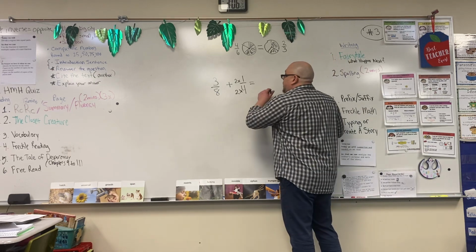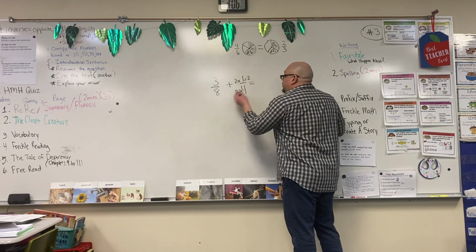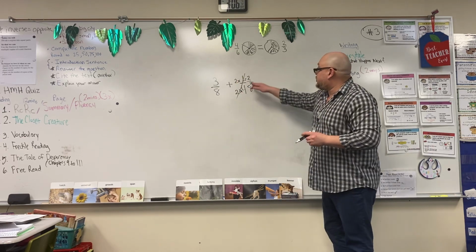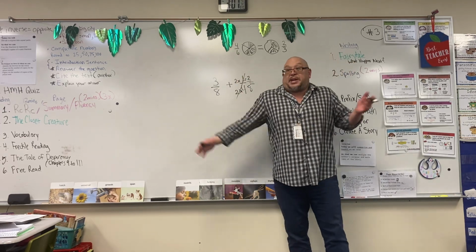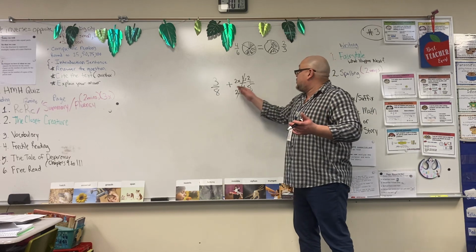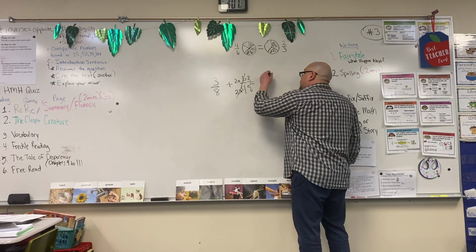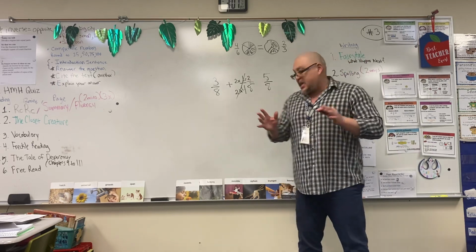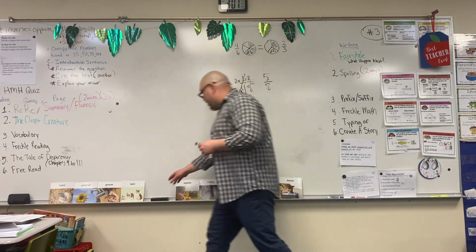Now, 2 times 1 is? 2. And 2 times 4 is? 8. Oh, look at that. 1/4 is also 2/8. Now we could add it easily. 3/8 plus 2/8 equals? 5/8. Boom.